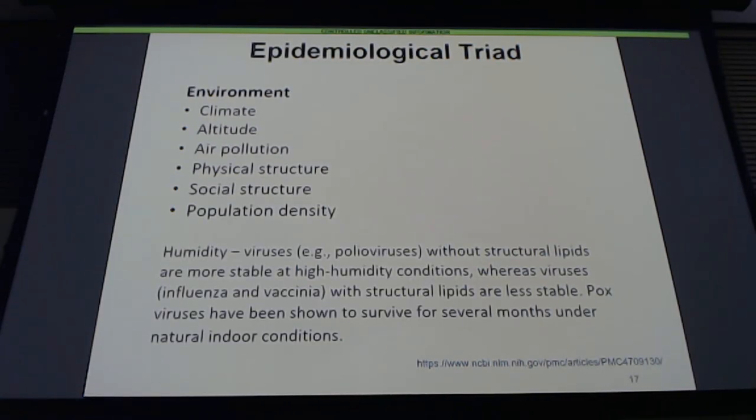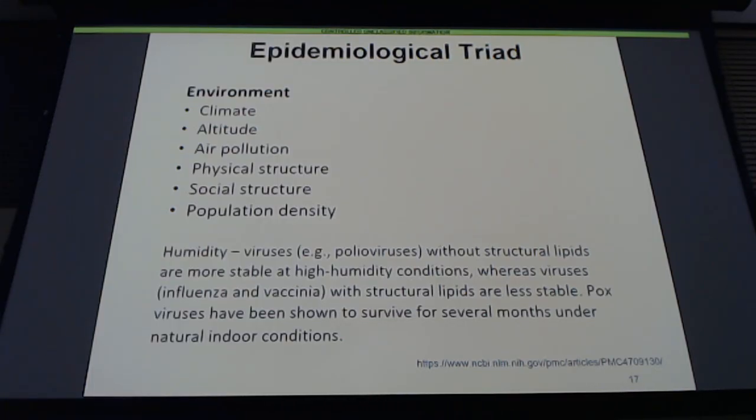Environment, climate, altitude, pollution. Okay. Big things that we look for here is understanding that altitude, usually around 6,500 feet above sea level, you don't usually have mosquitoes. Right? So mosquito-borne illnesses at that point usually decrease drastically, right?